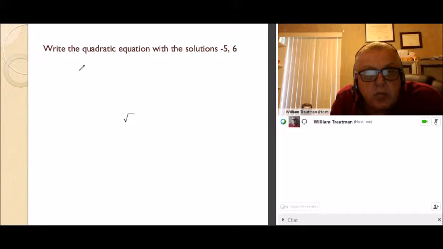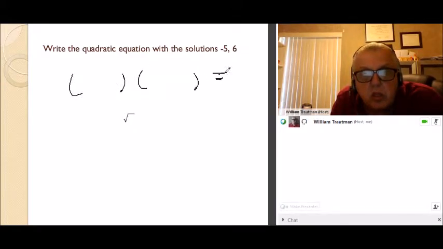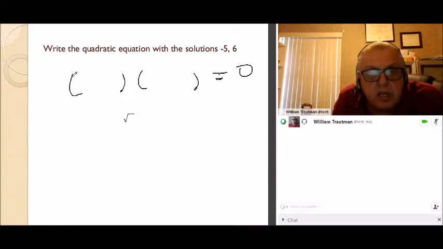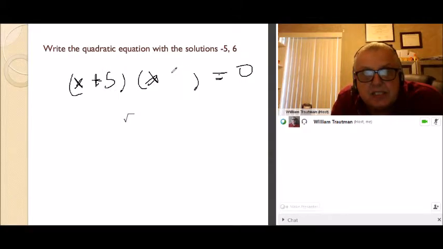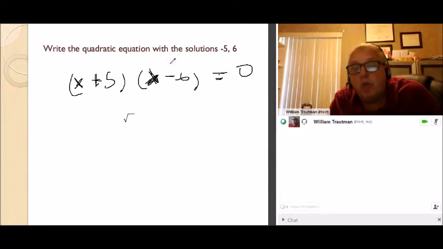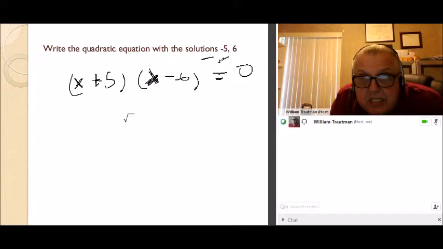All right, so we're going to put the two big parentheses. X, X. And we're going to change the sign. The -5 is going to change to a +5. And the +6 is going to change to a -6. See, now all we have to do is multiply these together. So first we put them in the parentheses as the opposite signs, and then we FOIL this.